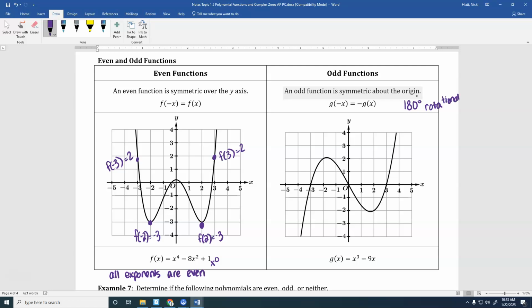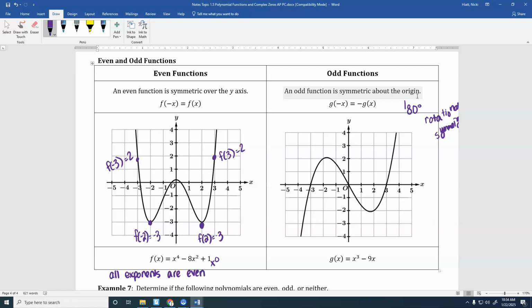Sorry, it does this weird thing where it crawls down the page when I try to write on this. So, 180-degree rotational symmetry. I don't know why that says 180-degree rotational symmetry, even though it's just crawling down the page for some reason.